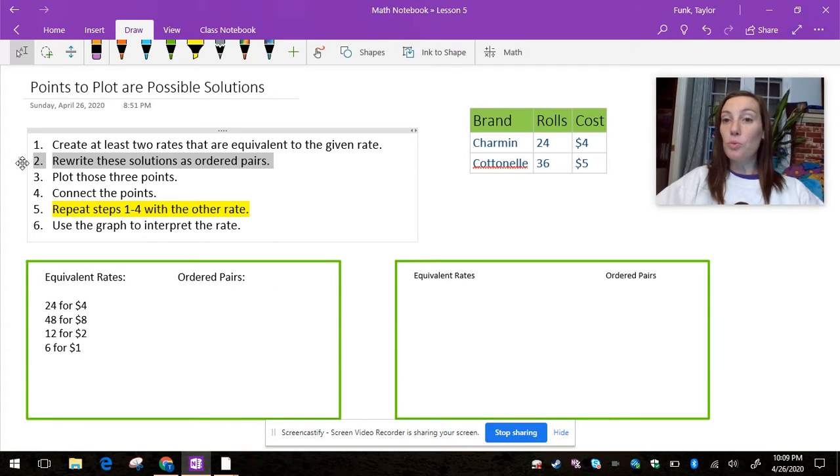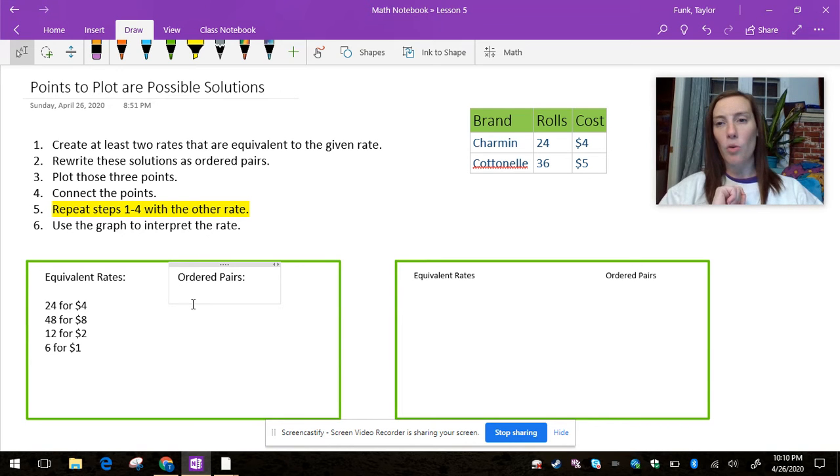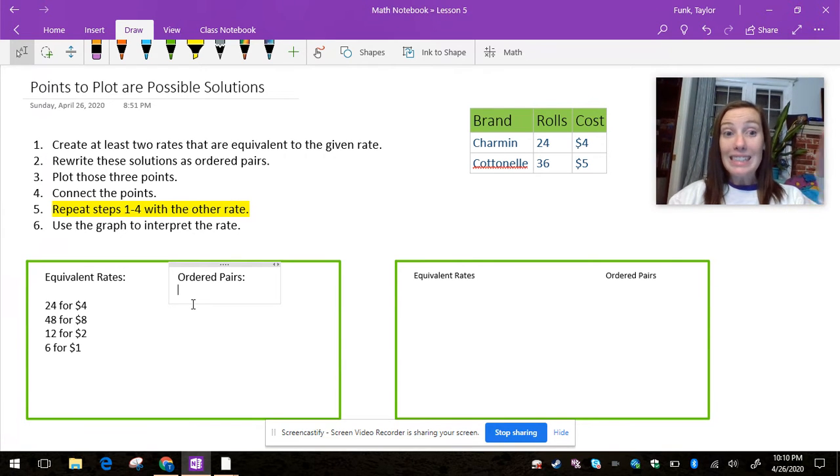Step 2 is to rewrite these solutions as ordered pairs. So I'm hoping you are thinking back. Mathematicians make connections. They see repeated reasoning. This is a whole lot like what we did in chapter 7 or 8, where we found solutions of 2 variable equations. And we would say that we had a true statement if we had 2 numbers that worked together and those were an ordered pair, and then we graphed the solutions of 2 variable equations. This is exactly what we're doing now. We're just doing it in a slightly different context.